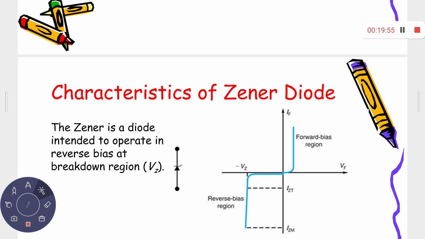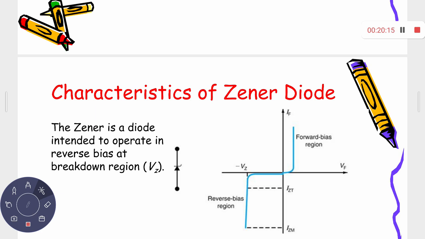But how much less? That is also important. Based on that, I can have a third region. That is the breakdown region. Now, what happens in breakdown? I am not going into the device physics, because you already have this idea from your basic electronics class, why this breakdown happens and all these things.